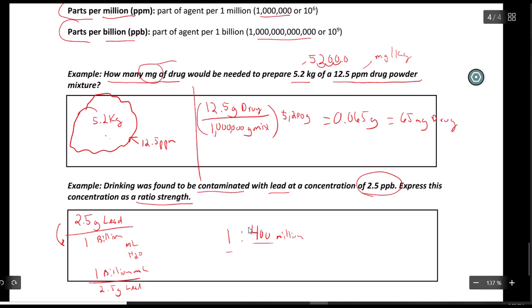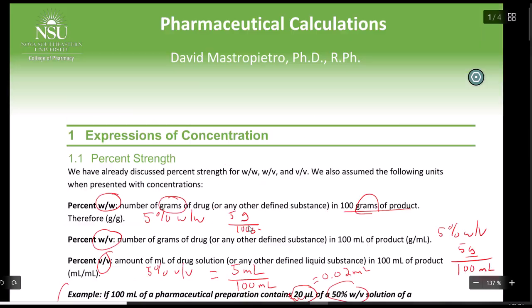All right, so that concludes the expressions of concentration related to powders. As you can see, they also spill over, no pun intended, into liquids because the concentrations, the way we describe them, are the same in terms of their units.